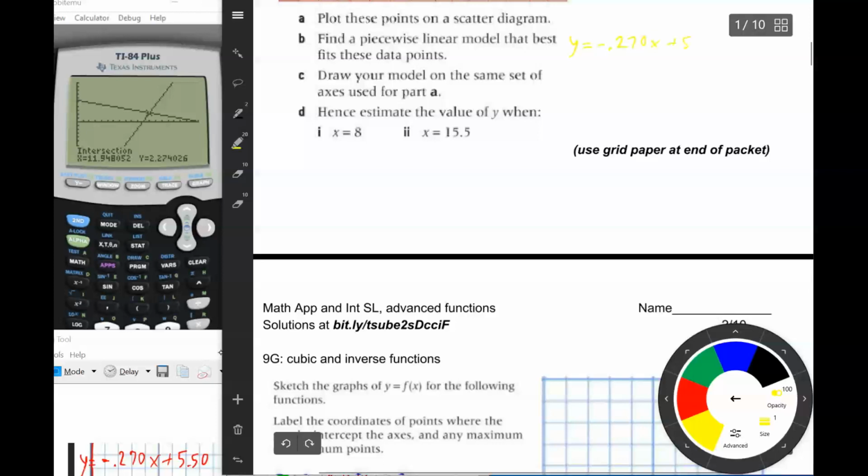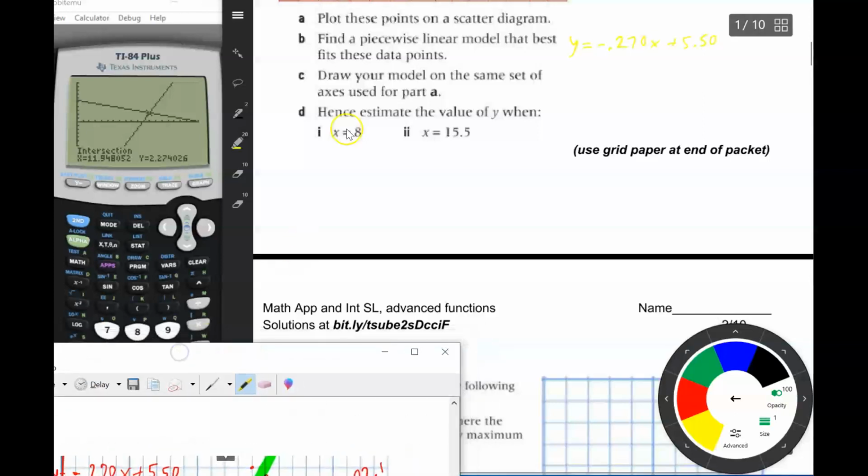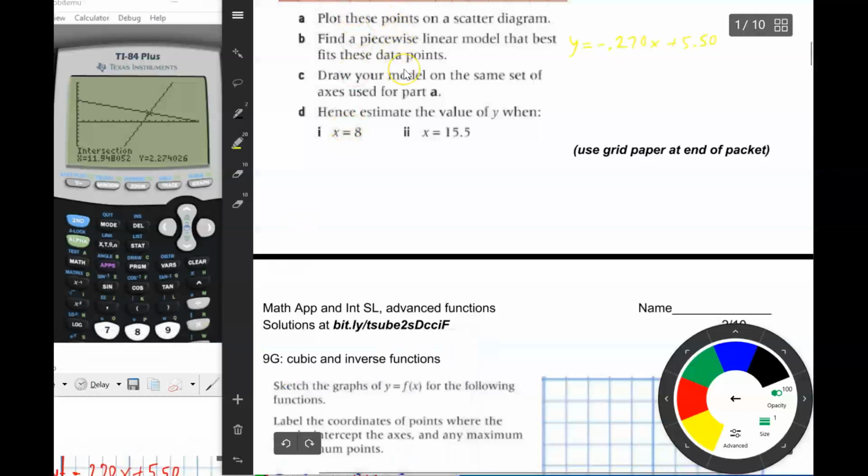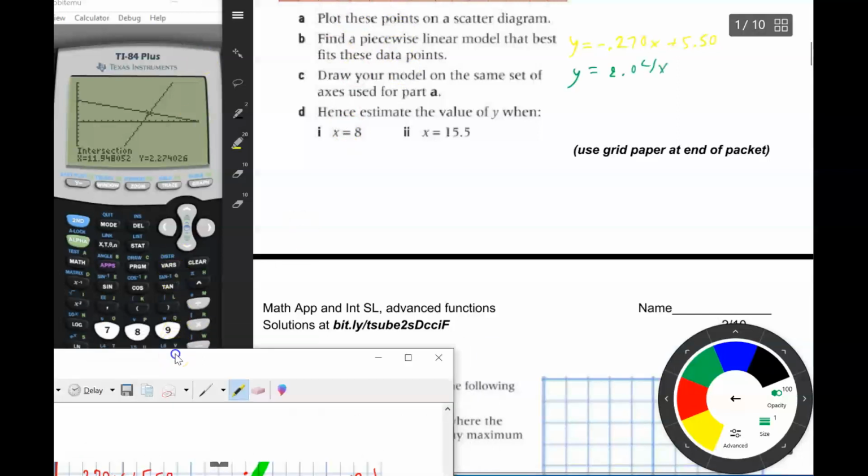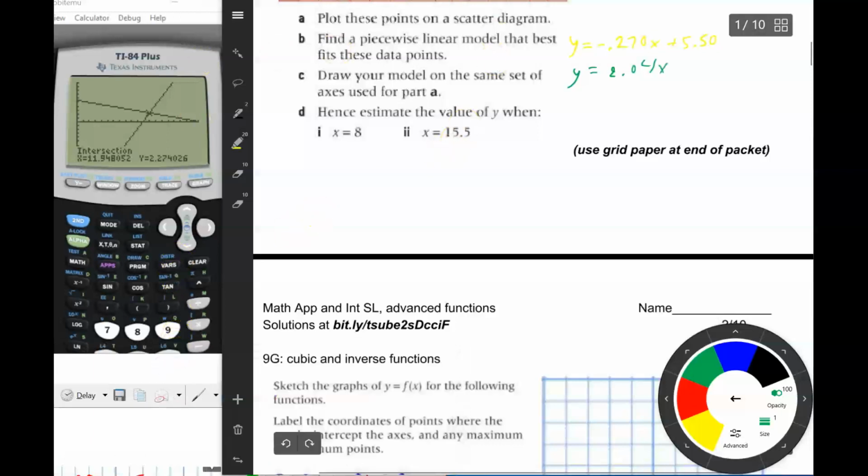Plus 5.50. And then we have the green equation, which is y equals 2.04x minus 22.1. Okay, so those are the two equations.